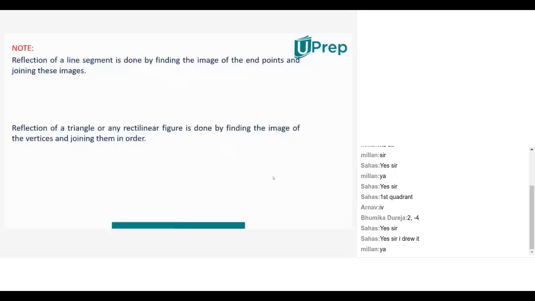So any doubt regarding reflections now? X-axis, y-axis, origin. 3 reflections. Is this clear to all? Can we move ahead? Yes, sir. Okay.